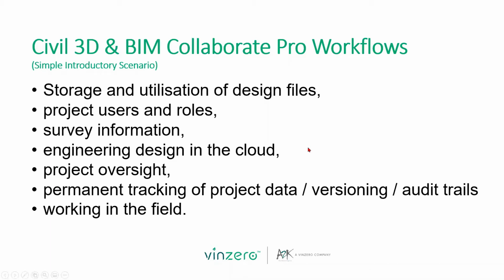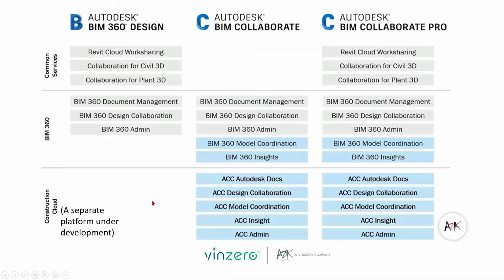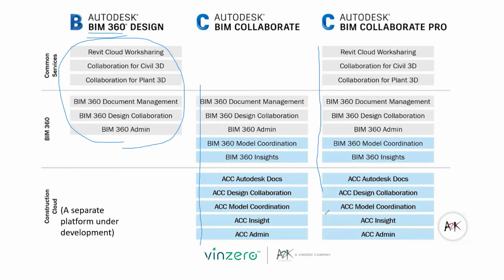So just to clarify, you might have seen this before. This group over here is the old BIM 360 design platform, which has now become the Collaborate platform. There are two parts. There's the BIM Collaborate, which is this group down through here, and the BIM Collaborate Pro now, which is this third column.